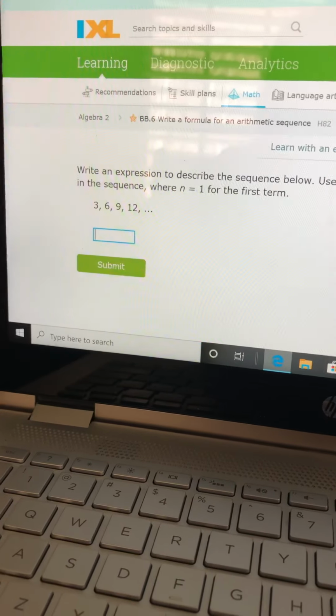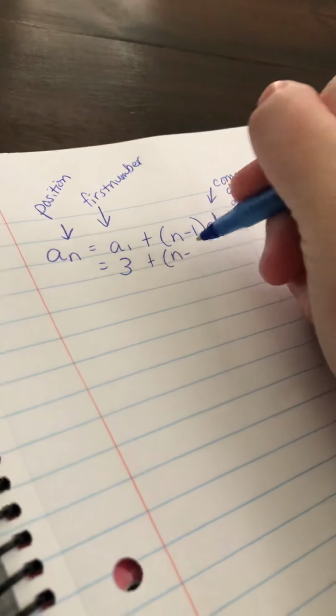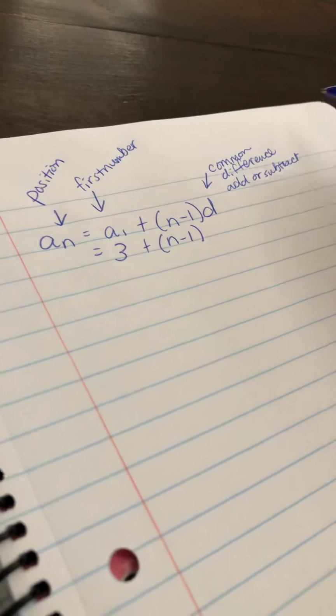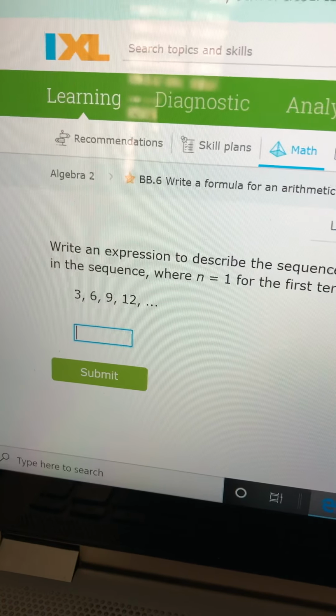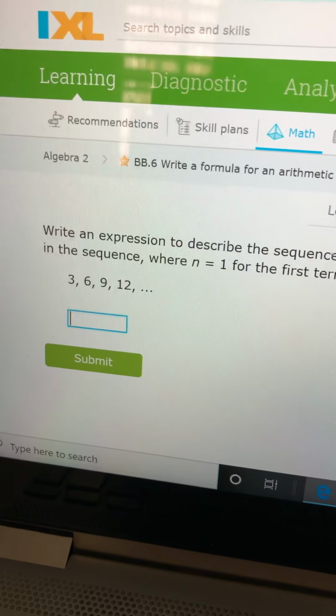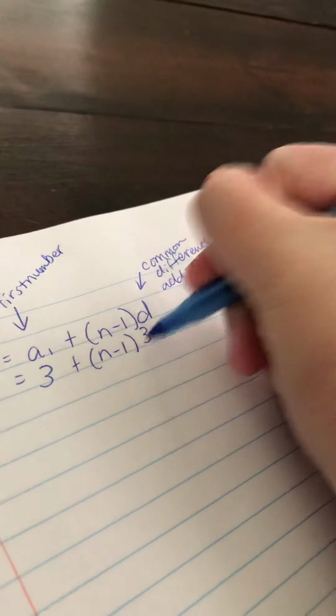Okay, so in this problem here, the very first number is 3. So that means when I plug this in, 3 goes here. That's what A1 is, the first number in the front. N is the position that we're going to ask for. They haven't asked us for anything, so I'm just going to leave it like that. Now, D is what they either add or subtract each time. This one's pretty easy. How much are they adding each time? They're adding 3, right? 3 plus 3 is 6, 6 plus 3 is 9, 9 plus 3 is 12, so 3 is what they're adding. So I put a 3 here on the end.